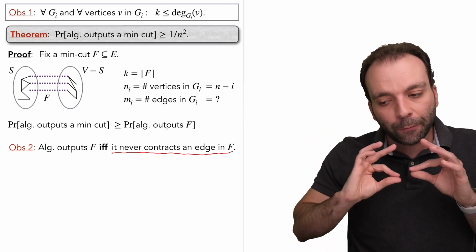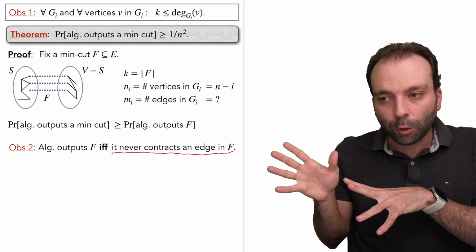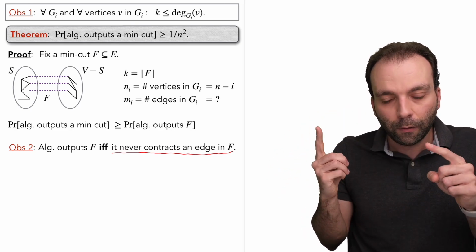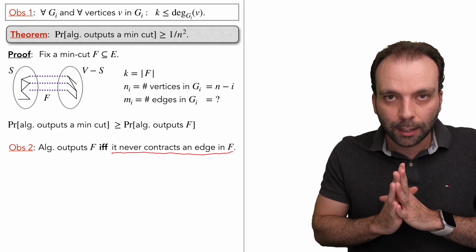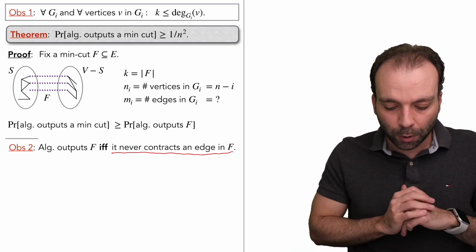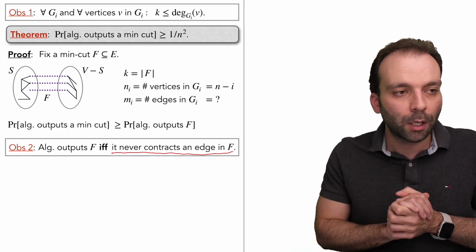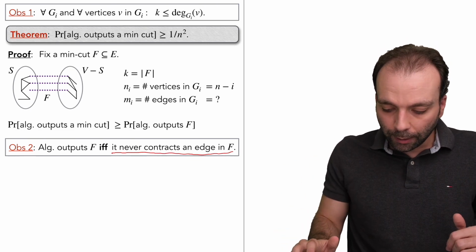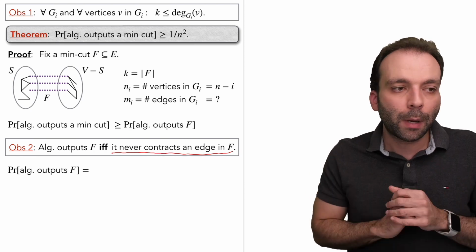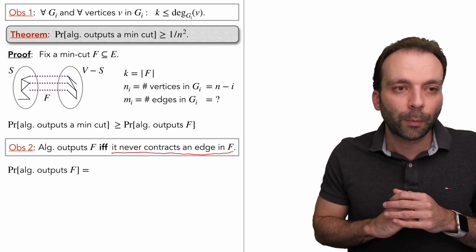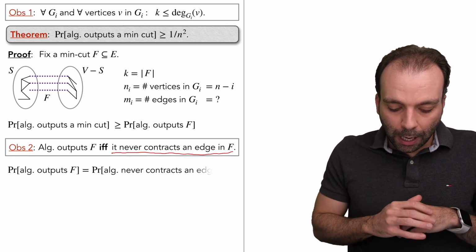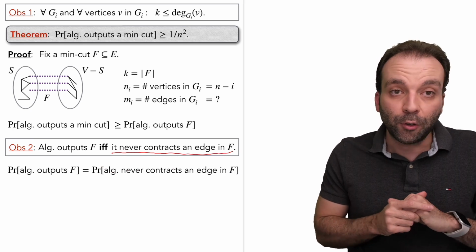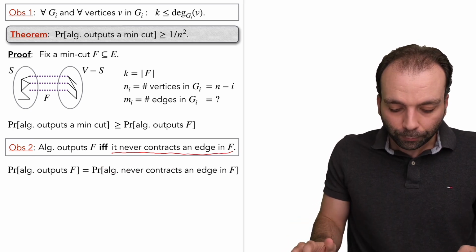Hopefully you follow that. But if you did not, that's okay. You can think about this offline a bit more to convince yourself. Don't get stuck on that step. For now, take this observation as is, and believe that it's true. You can come back to it later if you want. All right, now that means I can write my probability of success, that the algorithm outputs F, as the probability that the algorithm never contracts an edge in F.